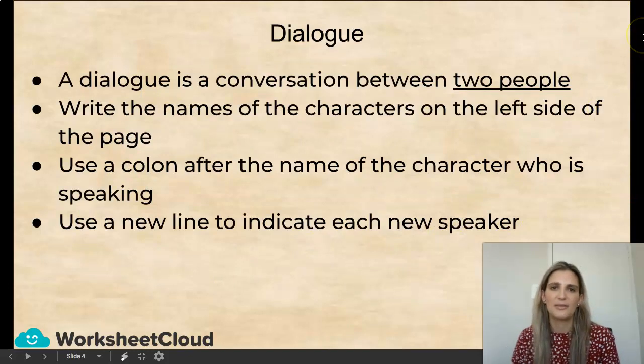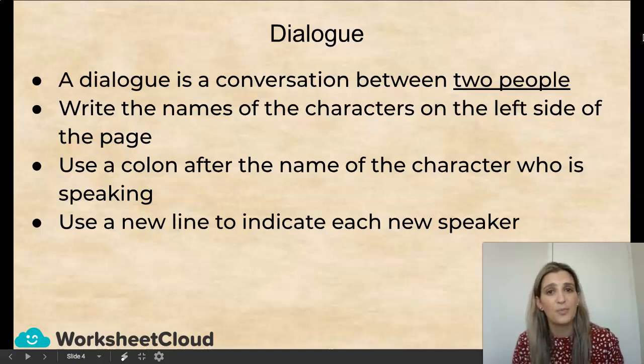Let's get into it. Now, dialogue is a conversation between two people. They sometimes try and trick you, or you fall into the trap where the topic says you are arguing with a parent, or you are arguing with one of your parents. It has to be one. You can choose if it's mom or dad. It doesn't matter. You're making it up. But a dialogue is always two people.